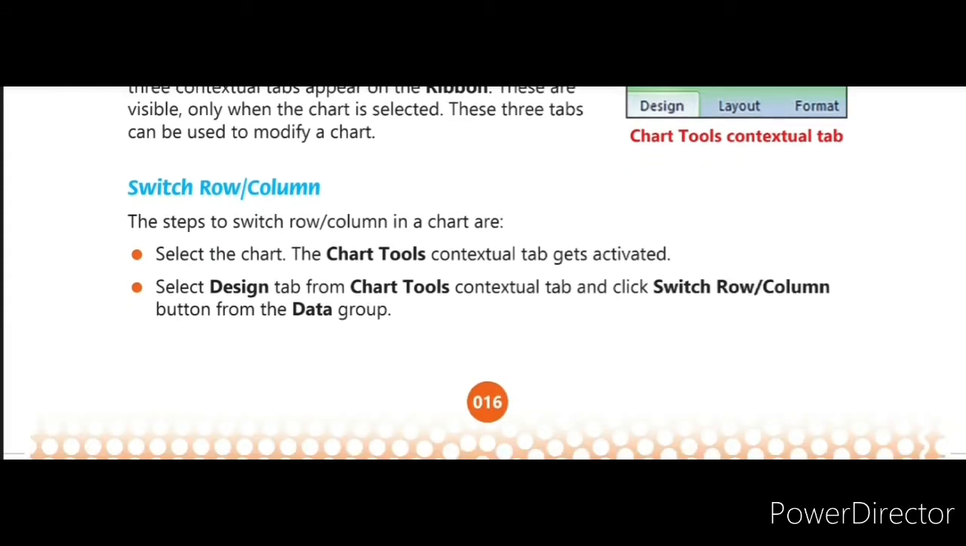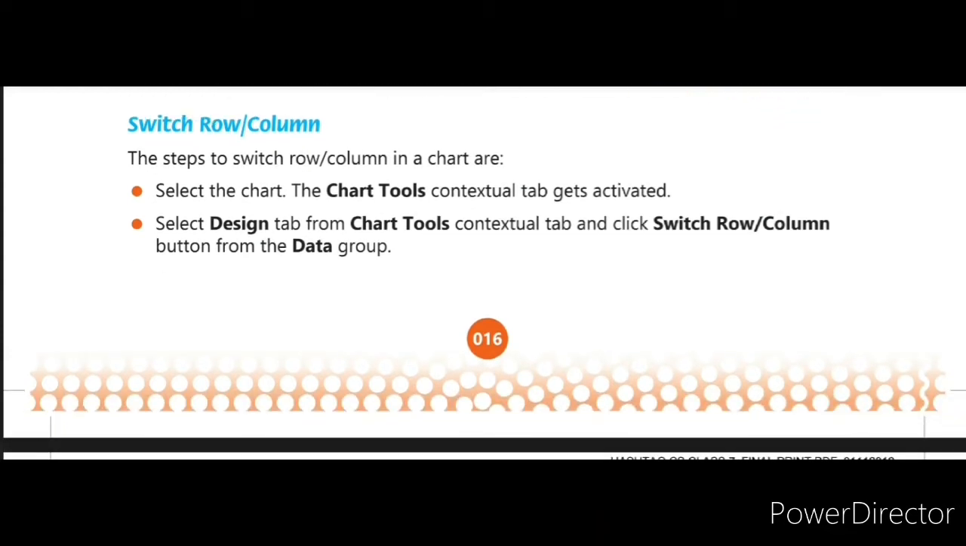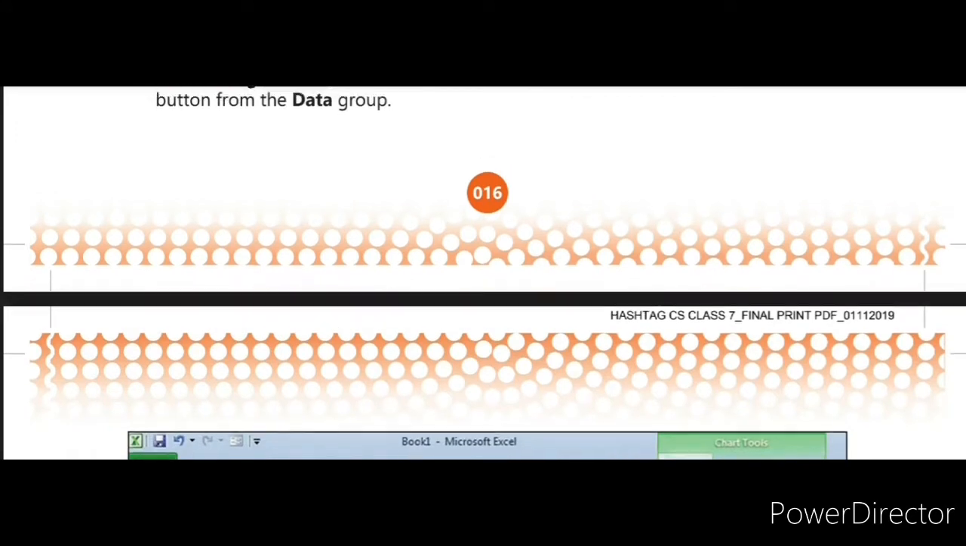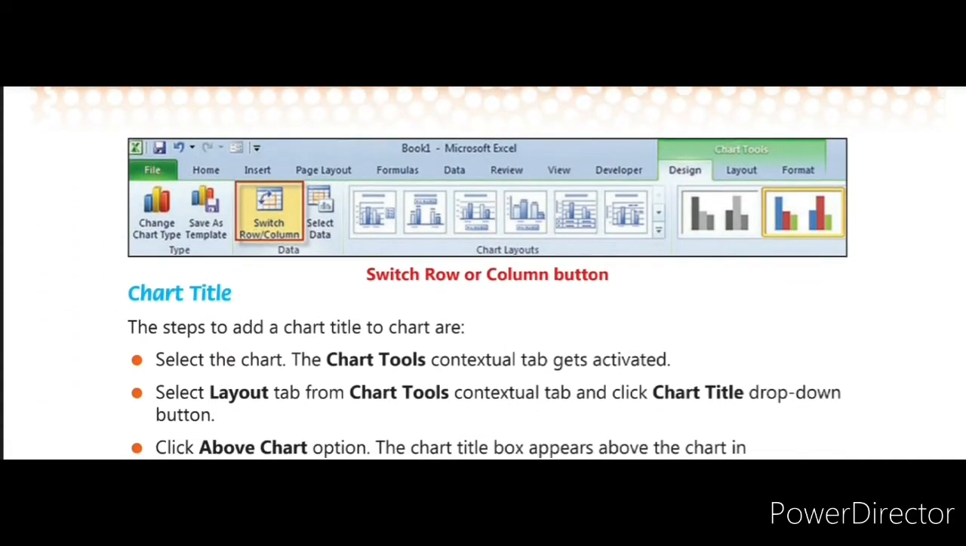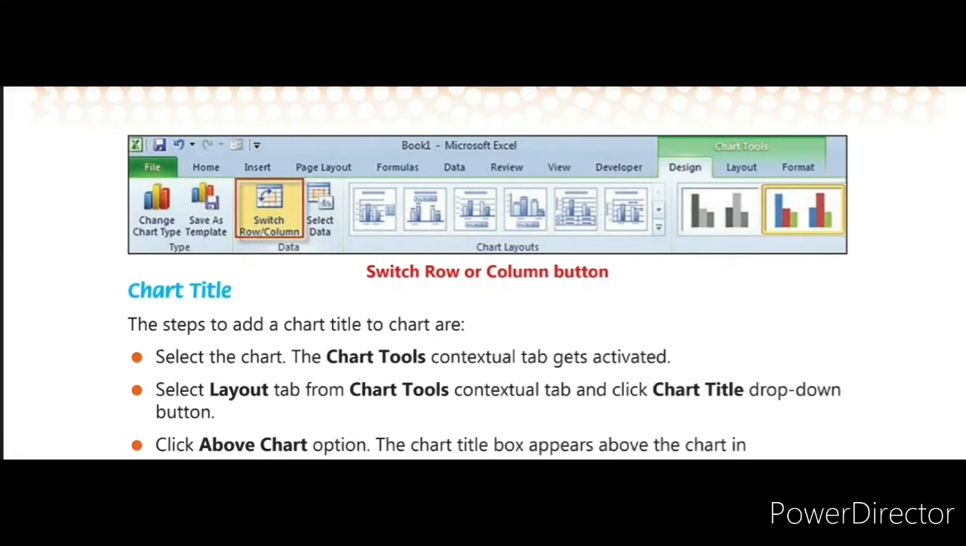Next we have seen how to switch row or column. These are the steps to switch the row and column in the chart, from the data group. This is how we click the switch row or column button.